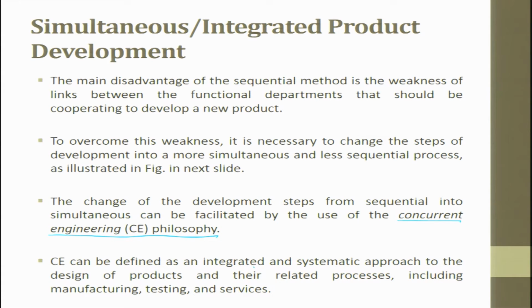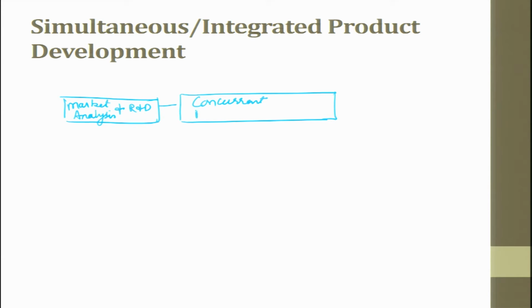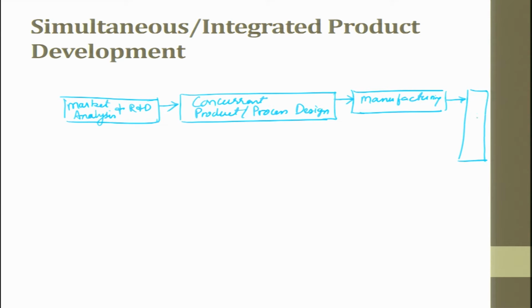Concurrent engineering can be defined as an integrated and systematic approach to the design of a product and its related processes, including manufacturing, testing and services. If you look at the drawing here, we will have market analysis and R&D. Then we will have concurrent product/process design. Then we will have manufacturing. Then we will have a user. This is a user.